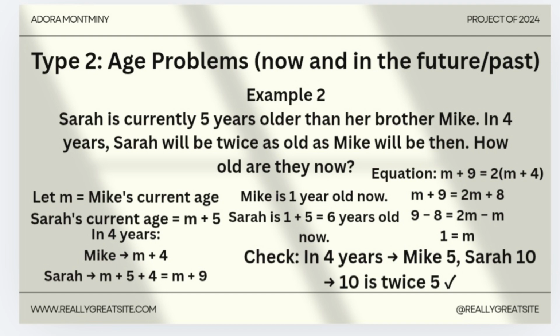Then finally collect like terms: 9 - 8 = 2M - 1M. Then M = 1. So the result is Mike is 1 year old now. Sarah is 1 + 5 = 6 years old now. Check in 4 years: Mike is 5, Sarah is 10, because 10 is twice 5.